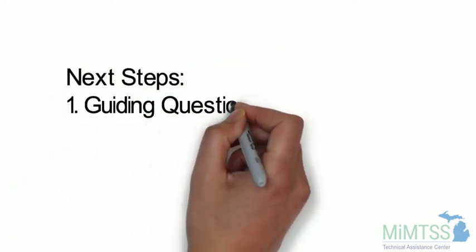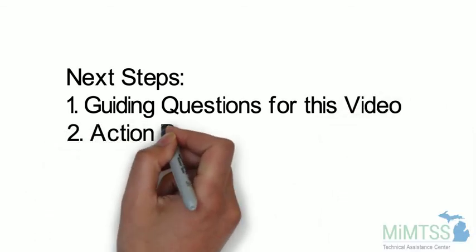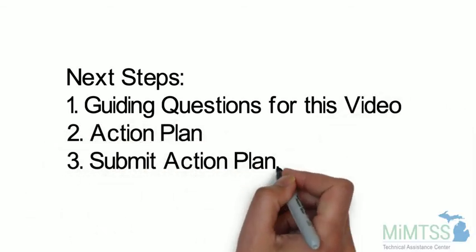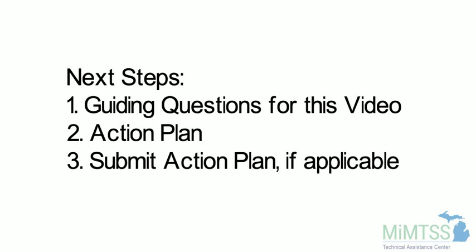Now that we've unpacked what OTRs are, why they are important, and ideas of how to increase OTRs in your classroom, you have 3 additional tasks. 1. Individually or as a group, reflect on the guiding questions that go along with this opportunities to respond video. 2. Individually, use the action plan to increase opportunities to respond to create your personal plan to address OTRs. And 3, find out from your administrator if you need to submit this plan anywhere.